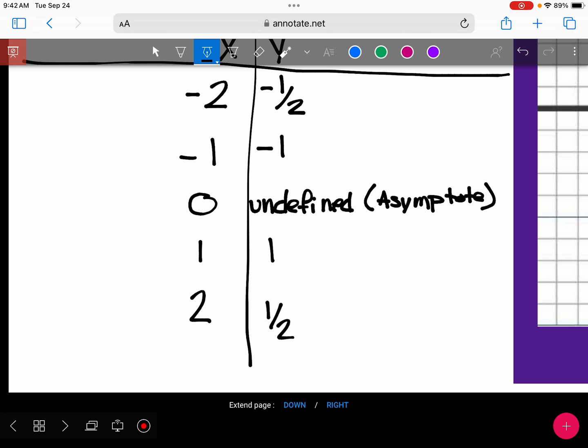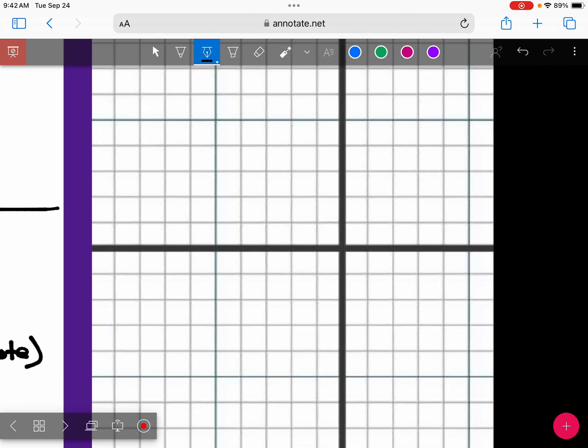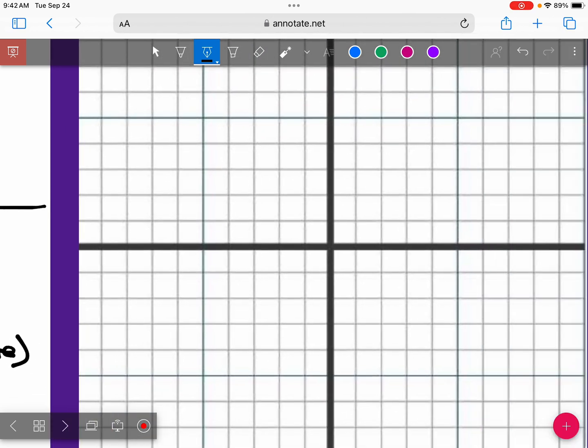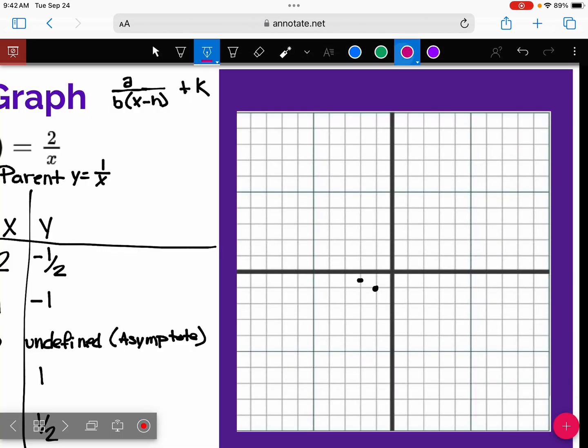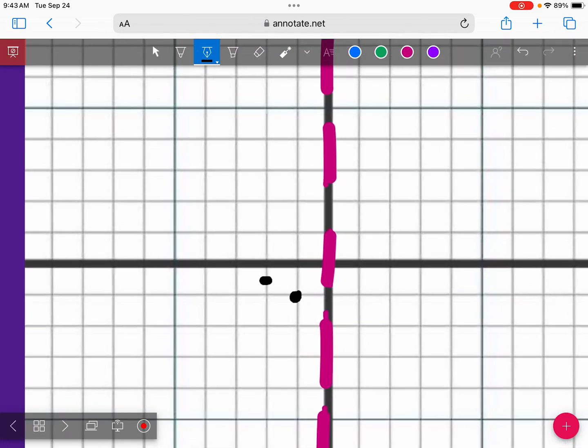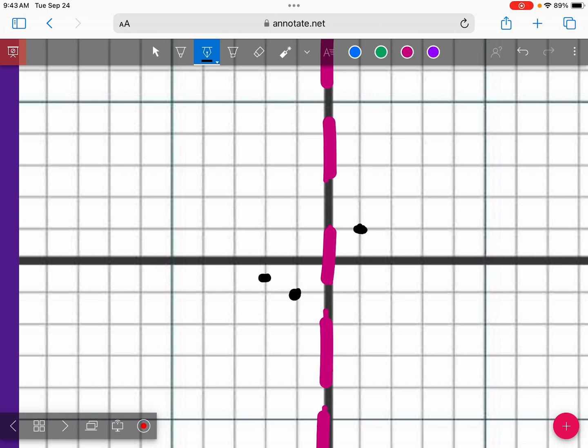1 and 1/2. So I'm going to sketch this out so we can remember what this looks like. So our -2, -1/2, -1, -1. We have an asymptote at 0. It can't cross it. I'm going to put a pink line here. Ooh, that's almost impossible to see. Hang on. There we go. That's better. And then I have my 1, 1, 2, 1/2.